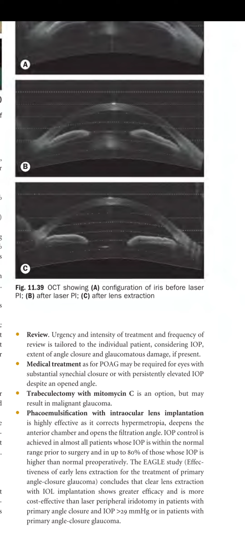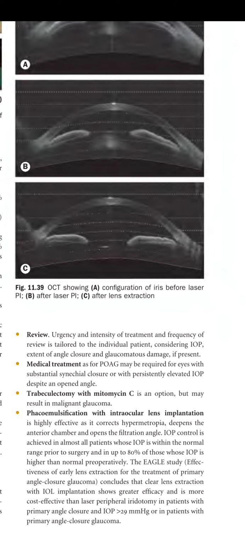Medical treatment as for POAG may be required for eyes with substantial synechial closure or with persistently elevated IOP despite an open angle. Trabeculectomy with mitomycin is an option but may result in malignant glaucoma. Phacoemulsification with intraocular lens implantation is highly effective as it corrects hypermetropia, deepens the anterior chamber, and opens the filtration angle. IOP control is achieved in almost all patients whose IOP is within normal range prior to surgery, and in up to 80% of those with IOP higher than normal preoperatively.